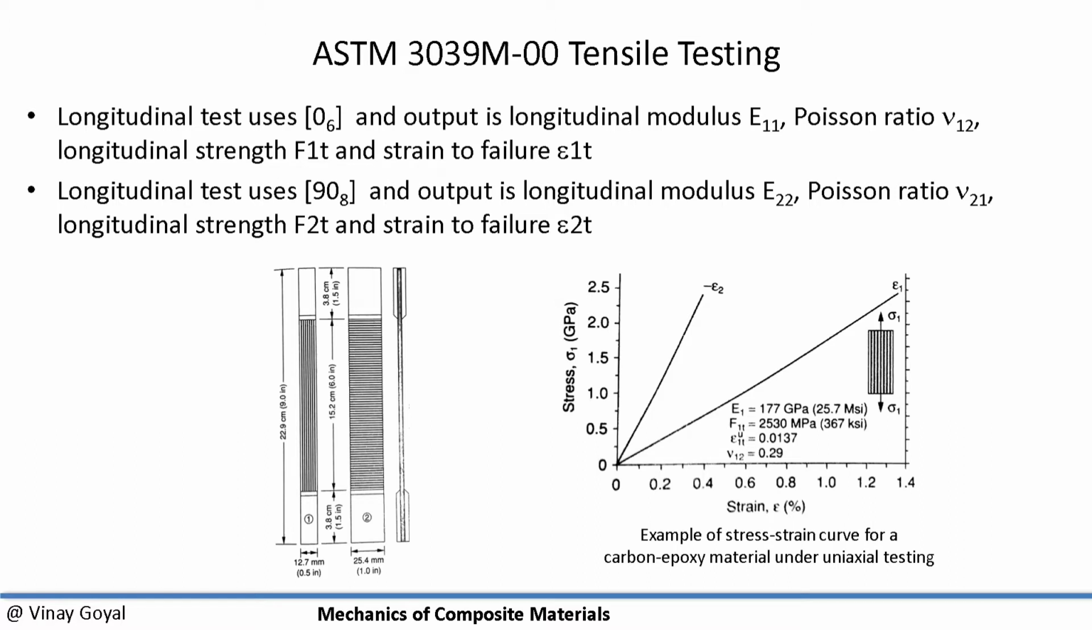The transverse test uses 90 degrees, 8 plies, and the 90-degree plies will give you the E22, the modulus in the 2 direction. And you can see here the fibers are going across. I apologize, they're not going across. But my point is that for the 90-degree test, let me draw it.